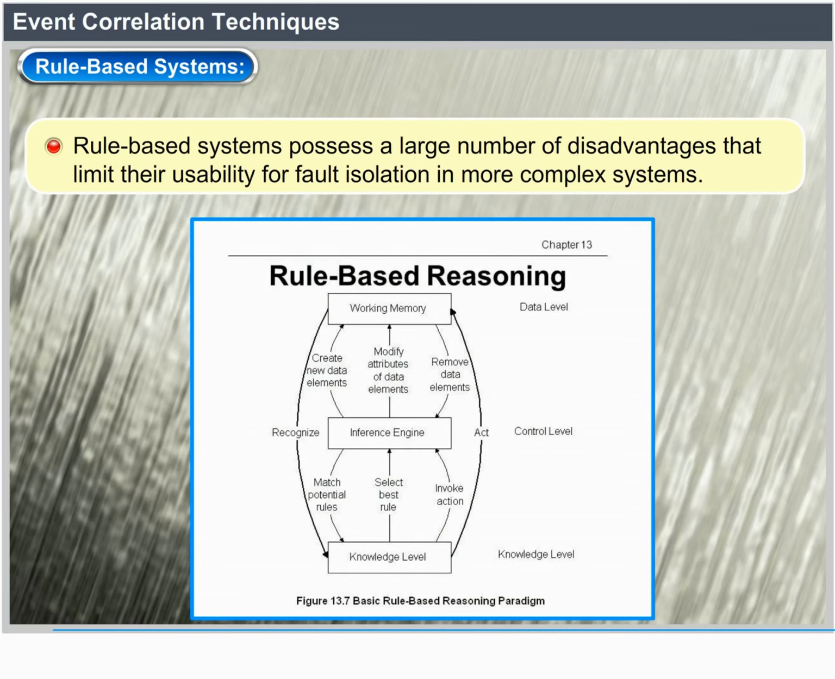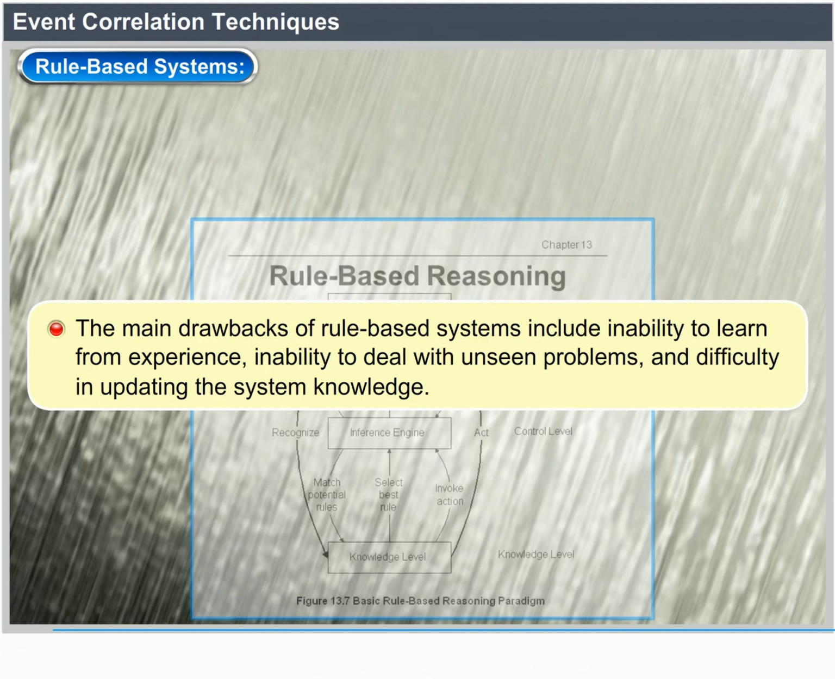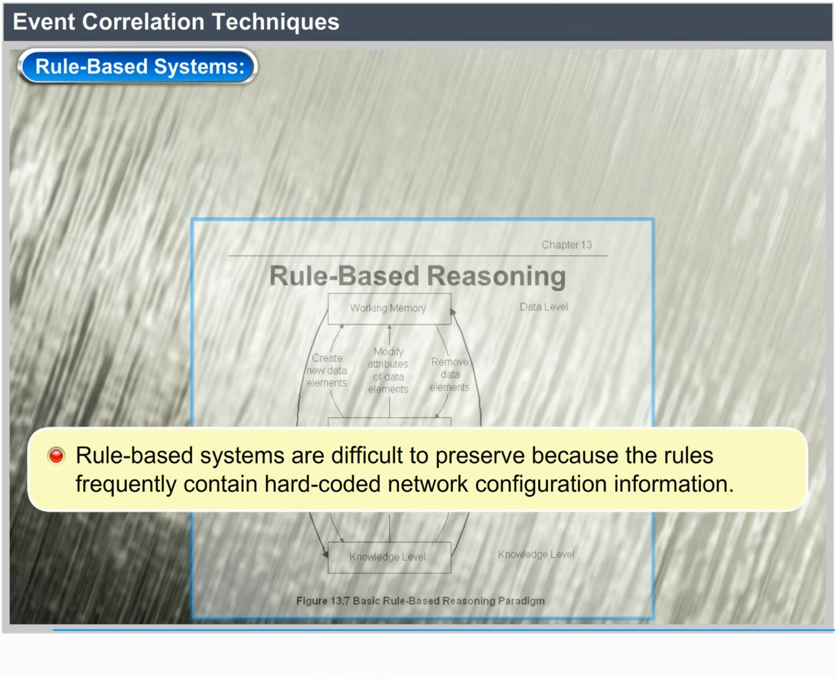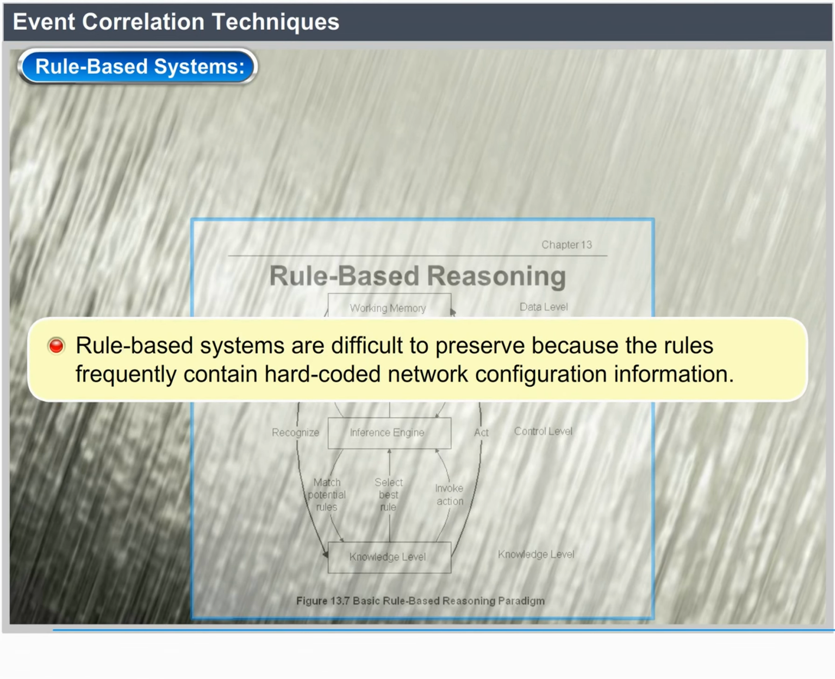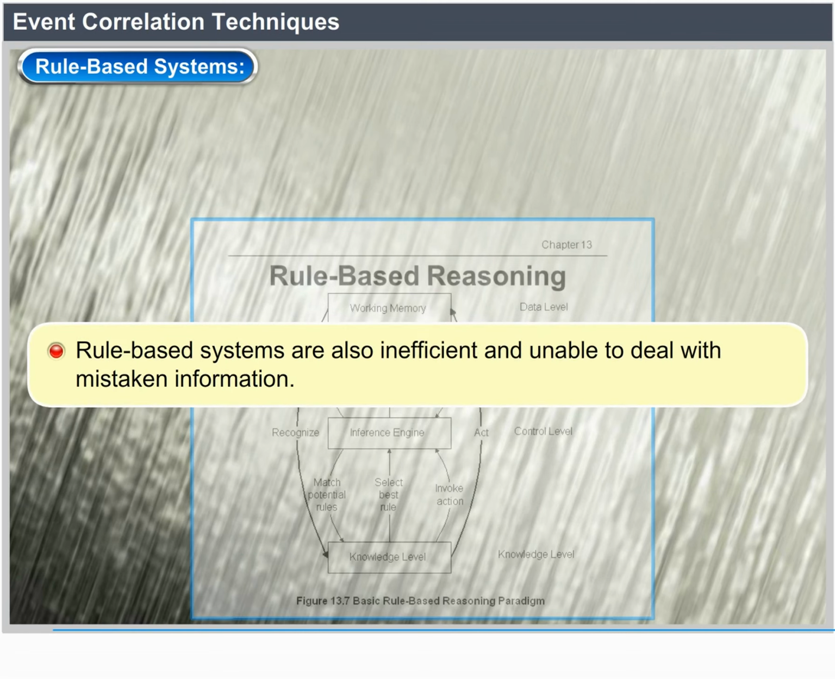Rule-based systems possess a number of disadvantages that limit their usability for fault isolation in more complex systems. The downsides of rule-based systems include inability to learn from experience, inability to deal with unseen problems, and difficulty in updating the system knowledge. Rule-based systems are difficult to maintain because the rules frequently contain hard-coded network configuration information. They are also inefficient and unable to deal with inaccurate information.